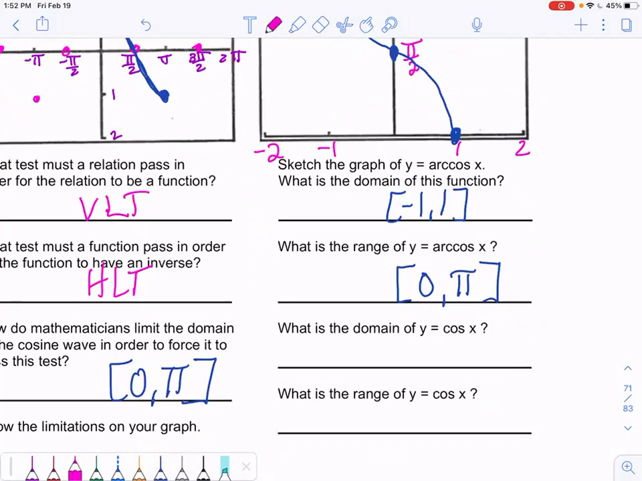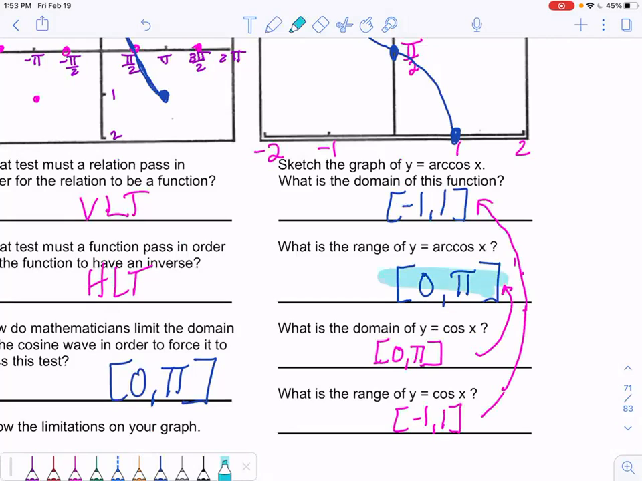Looking at the bottom 2 questions, the domain of the cosine that we used was 0 to pi. And the range was from negative 1 to 1. So again, the domain becomes the range, the range becomes the domain. So there's a direct relation from one function to the next. The most important part here is that restriction. So when you go to find your angles for cosine, they have to be between 0 and pi. That's the only location the angles can exist.